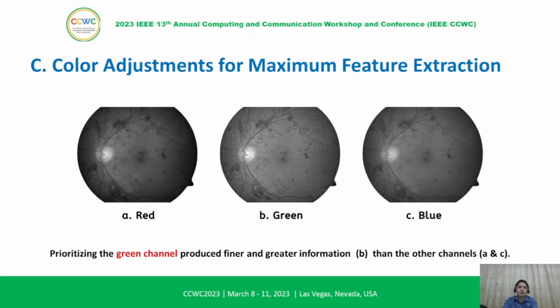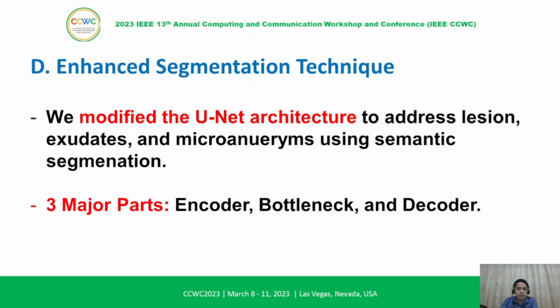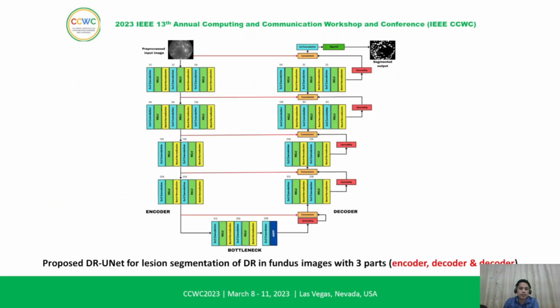For the color adjustment, we noticed that the green channel produces more details than the red and the blue ones. So as a pre-processing technique, we converted the images to grayscale using the green channel. We developed an enhanced segmentation technique. We modified the standard U-Net architecture to address lesion, exudate, and microaneurysm using semantic segmentation. There are three major parts in our segmentation technique: the encoder, the bottleneck, and the decoder. This is the detailed implementation of the segmentation algorithm.